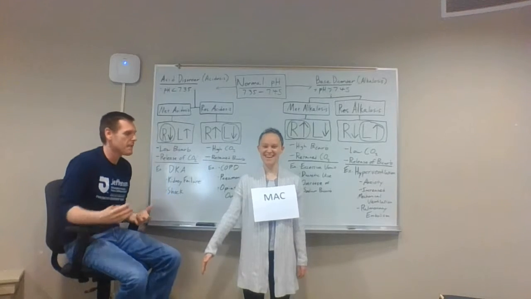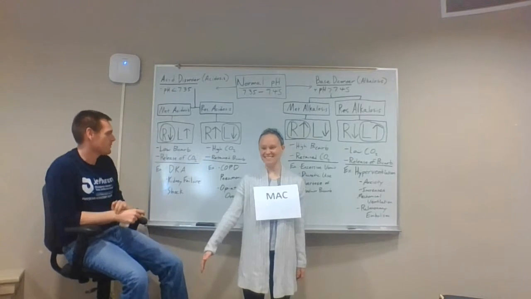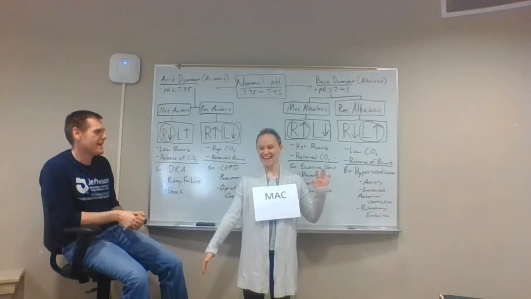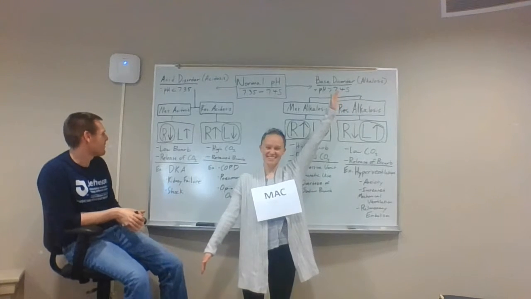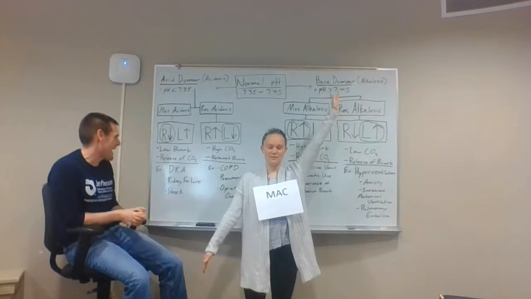Now, how do we fix that? We fix that by increasing our respiration. So Kate's pulmonary function is going to be high. It's going to be raised up nice and high. So that's what you see in metabolic acidosis.